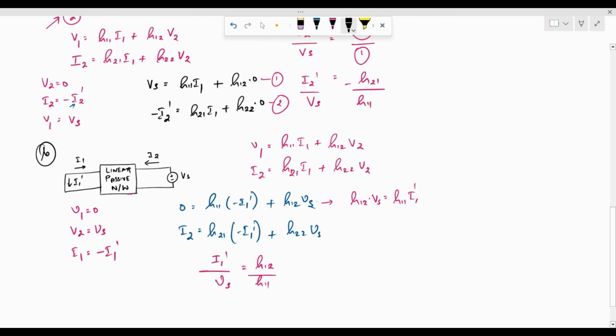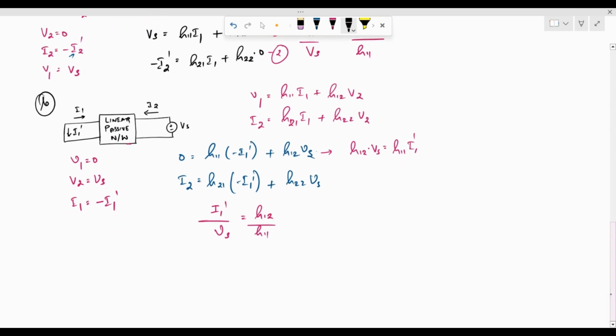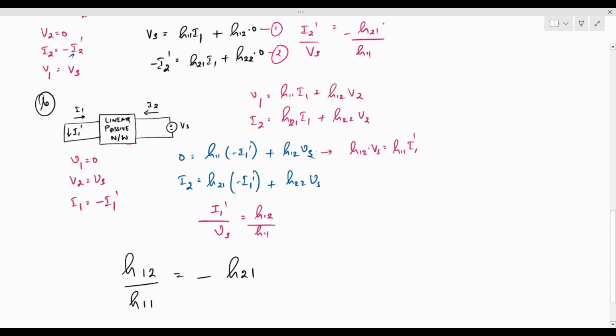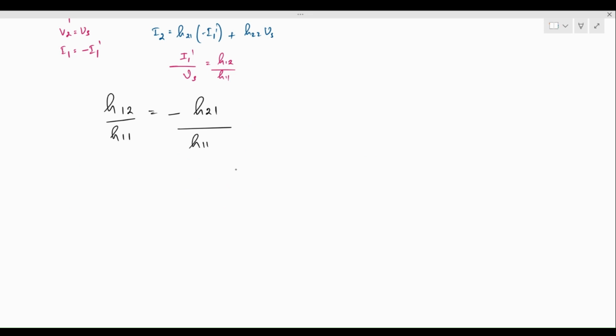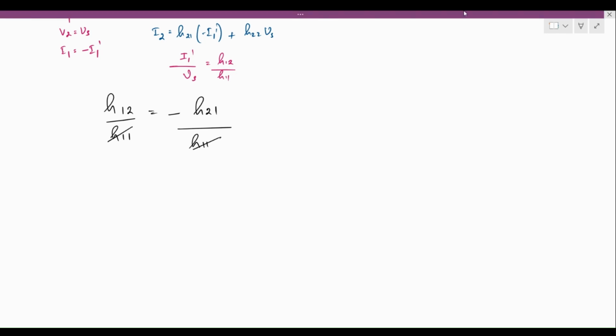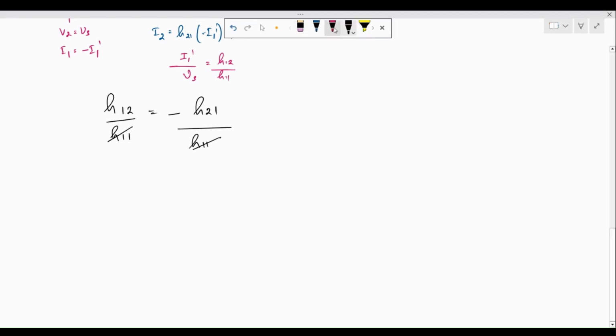So when we write it out, let's equate it. We'll get H12 by H11 is going to be equal to minus of H21 by H11. So I can just cancel out the H11 from both the sides, and we arrive at our condition for reciprocity in terms of the H parameters as H12 should be equal to minus of H21.